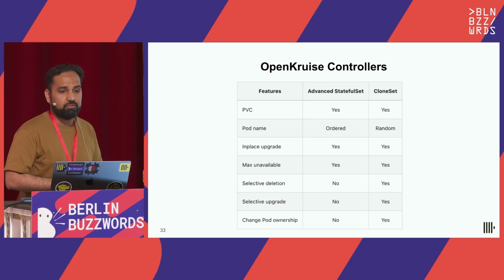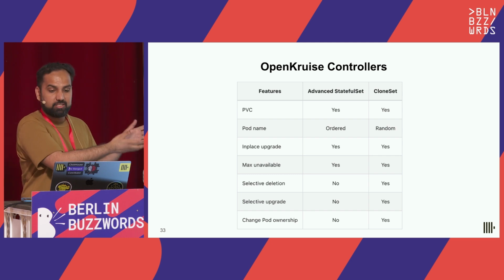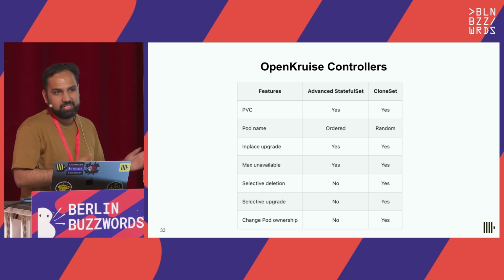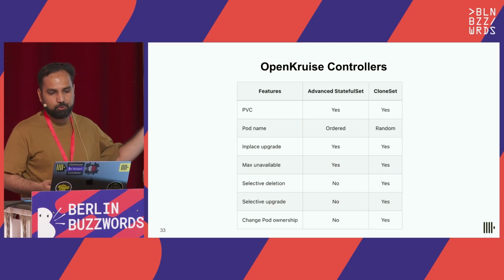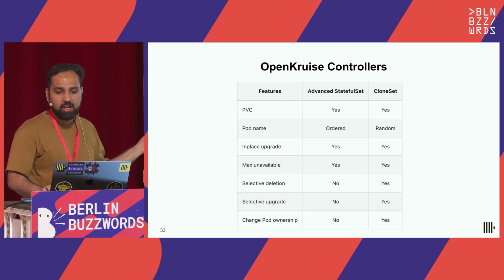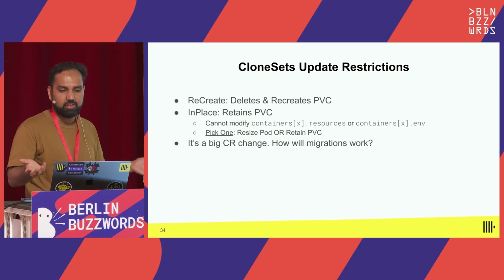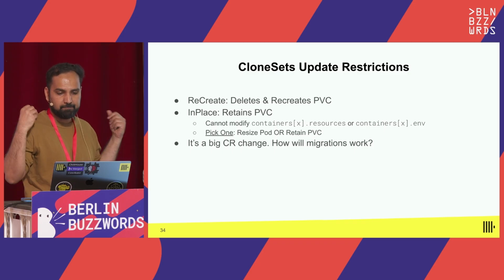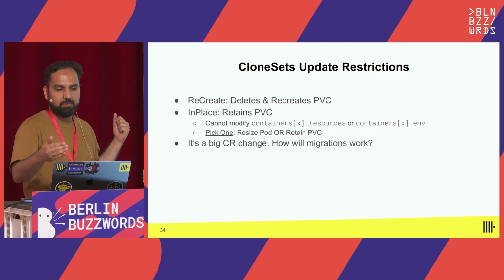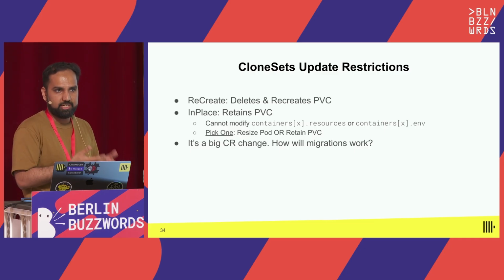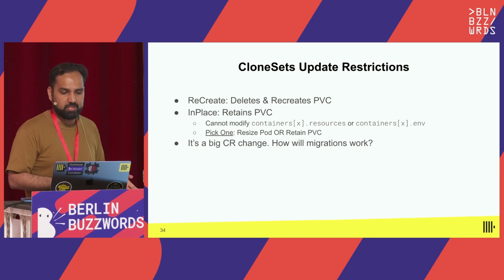OpenKruise was a second project that we evaluated. They've got some extra nice third-party controllers, like another one called Advanced StatefulSet, but different from the PingCap one. We had the same problems with the OpenKruise Advanced StatefulSet as the PingCap one, but the CloneSets were the replacement for deployments. There we had different challenges: you can either modify the resources, which is what you need for scaling, or you can modify the PVCs, the delete and retain of the PVCs. You cannot have both of them. But in the context of scaling, we wanted both, right? We want to retain the PVCs for metadata, and we want to resize our pod.